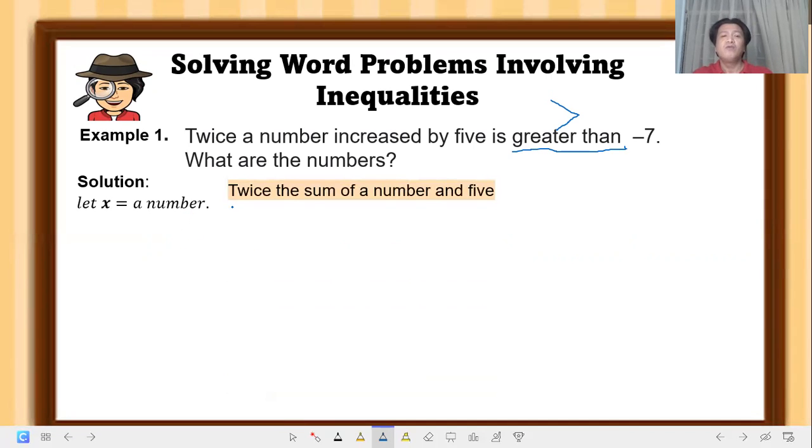Yan yung i-represent natin any number or that is the unknown. Okay, and then from the given problem, you're going to equate by simply write the given statement. Twice the sum of a number and 5 is greater than -7. Okay, so kung naalala natin, di ba, nag-translate tayo from verbal to mathematical phrases. So, ganun din ang gagawin natin. Kailangan na-recall natin yan. So, the word twice, 2x yon. Since sum yan, i-add mo yung 2x doon sa sum. Okay, kaya nga 2x plus 5. And the symbol is greater than, we are going to use the symbol, this is inequality greater than -7.